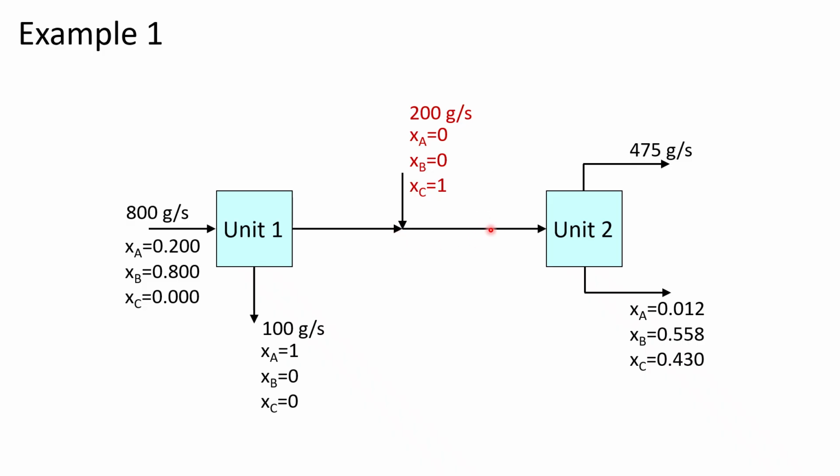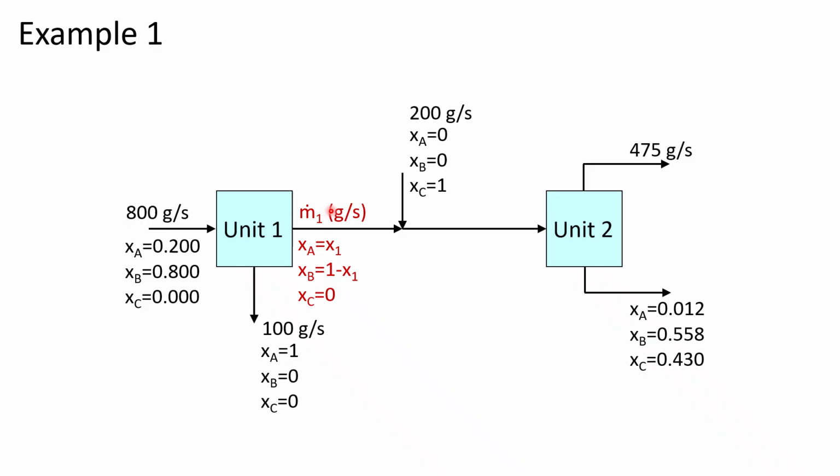Then we're going to be labeling the mixture that's produced by mixing there. If we look at both of these streams, the stream here that goes into the mixing point and this one that comes out, there's no information given. So we'll have to use variables for each of the flow rates and each composition.